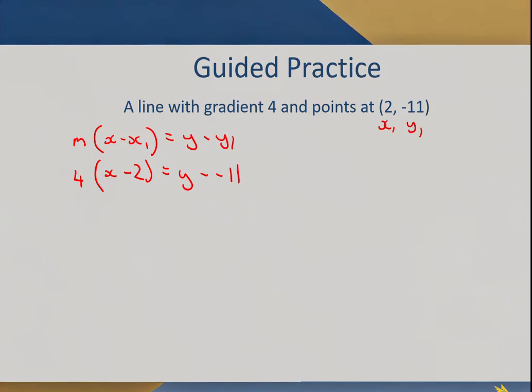I simplify this now by expanding my brackets. 4 times x is 4x, 4 times negative 2 is negative 8, is equal to y plus 11. I take away 11 from both sides to get y by itself. So that gives me y is equal to 4x, and I've got negative 8 take away 11 equals negative 19.